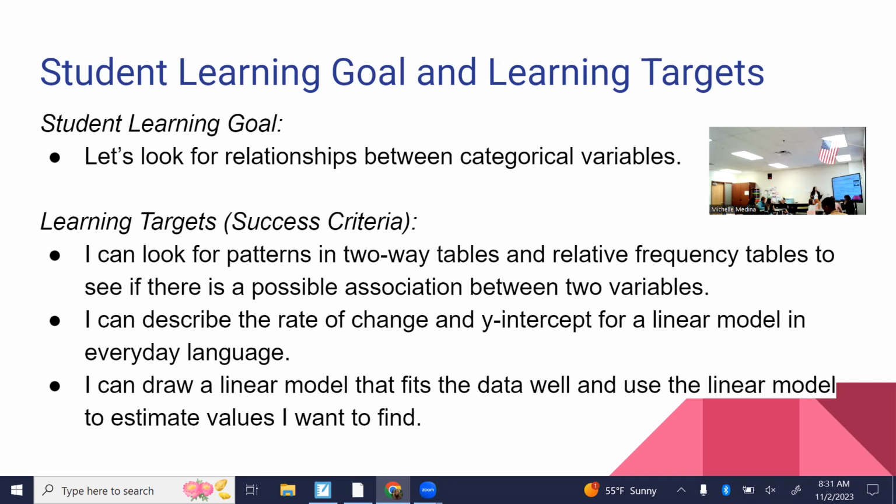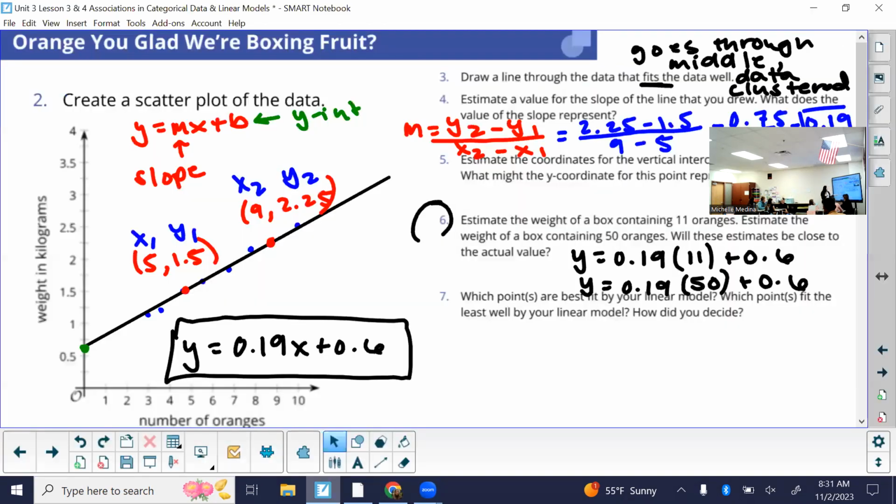Can you describe rate of change, which is another word for slope, and y-intercept for a linear model? We didn't really get to that part, but when we did create the linear model, that's the equation we got. What is the slope? What does the slope mean in the situation? The 0.19 is the slope. It is the rate of change.